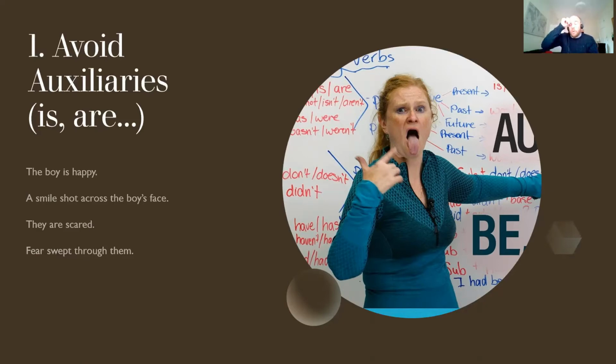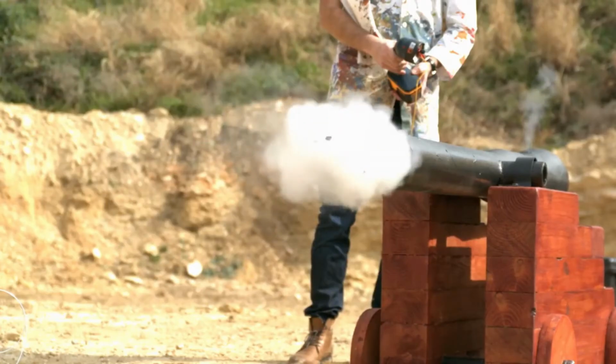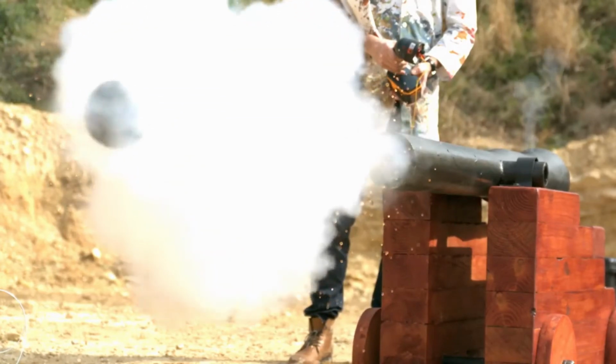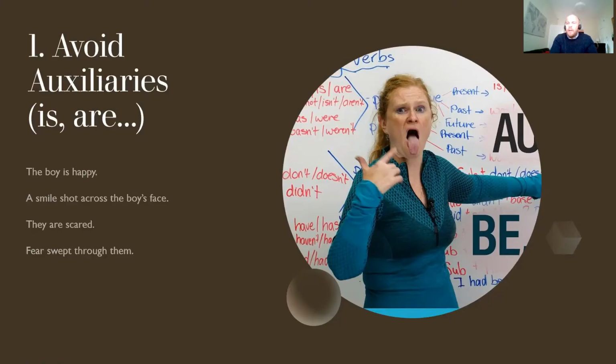It's just so much more, going back to the first slide, it has more impact, okay? It's saying something more. It's being more specific. Rather than say the boy is happy with this boring auxiliary verb, this helping verb, this copula, if you like, we can say a smile shot across the boy's face. There's an example with are, they are scared. Well, it's a bit lame, okay? They are scared. Let's use a dynamic verb. Fear swept through them. Okay, we're actually creating a metaphor there as well.